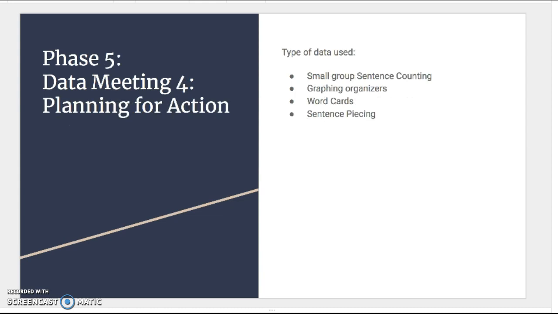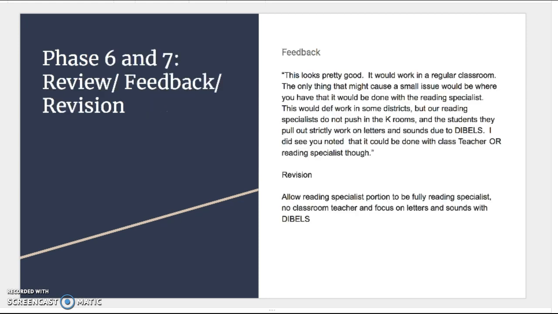For data meeting five, our plan of action, we really focused on small group. We had them doing sentence counting since they struggled with how many words were in a sentence, and that's one of their core standards. And we also worked with graphic organizers and word cards and sentence piecing items so that we were able to make it a more hands-on experience instead of worksheets and the stuff that we had on the assessment. We were trying to step out of that.